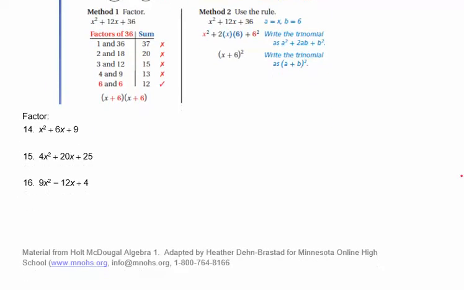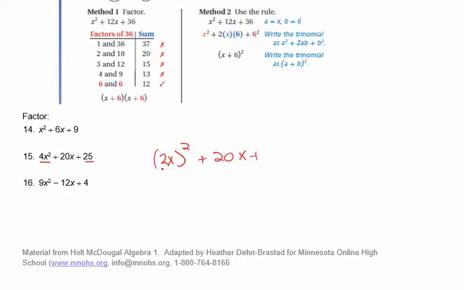So let's look at number 15, because it has a number in front of the x squared term. This one would be tricky to factor if it's not a perfect square trinomial. To see if it is, this has to be a perfect square and this has to be a perfect square. Well, they both are, because the square root of 4 is 2, the square root of x squared is x, so that's a perfect square.